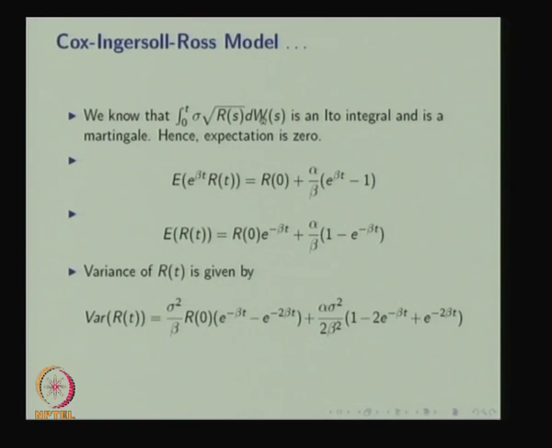Since this is an Ito integral and that is also a martingale, the expectation will be 0. Because if you write this integral as I of t, since it is a martingale, the expectation of I of t is the same as the expectation of I of 0, and the expectation of I of 0 is 0. Therefore the expectation of I of t will be 0.